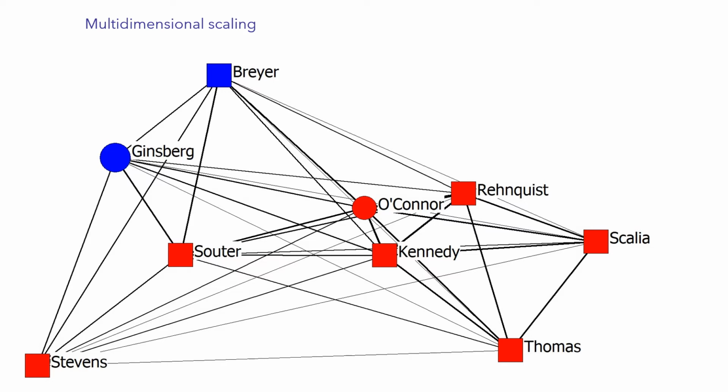Which pair of justices' decision has the highest similarity? O'Connor and Kennedy were the closest nodes in this visualization. It means their decisions were most similar compared to other pairs of justices.